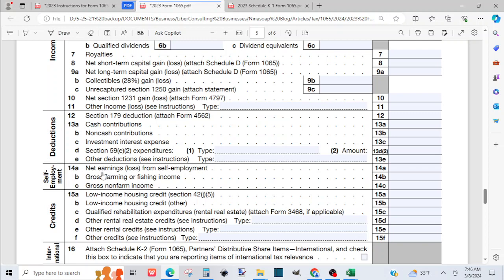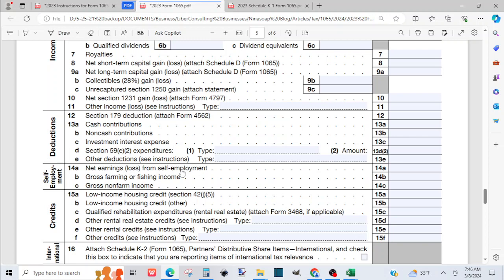Okay, line 14, self-employment, net earning or loss from self-employment. In the example that we are using, we have two partners and we assume both are working in the business. What net earning or loss from self-employment means is that out of the profit or loss that you have, you will make sure there is no income from passive activity included in it.